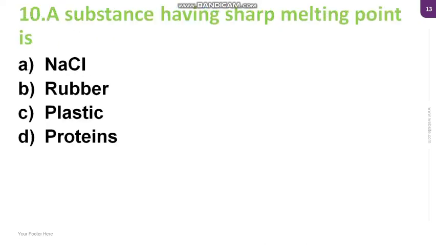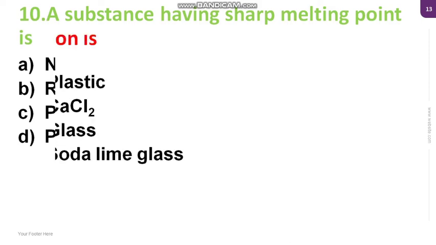Tenth MCQ: a substance having sharp melting point is. There are four options. Option A is NaCl, B is rubber, C is plastic, and D is a protein. The correct option is NaCl, because NaCl is a crystalline solid and it shows a sharp melting point. Options B, C, D are amorphous solids; they do not show a sharp melting point.